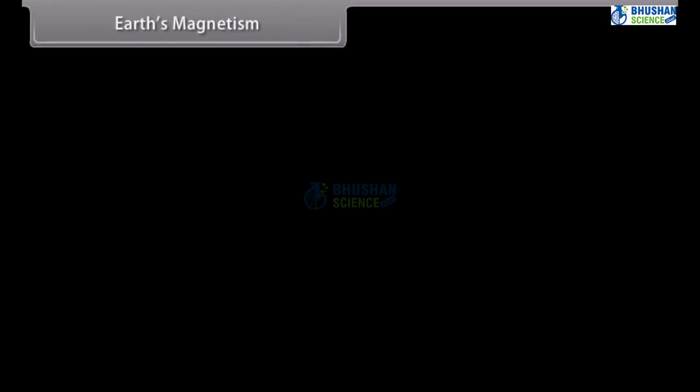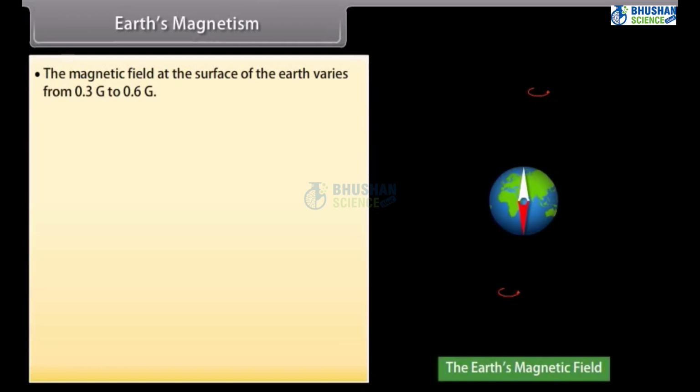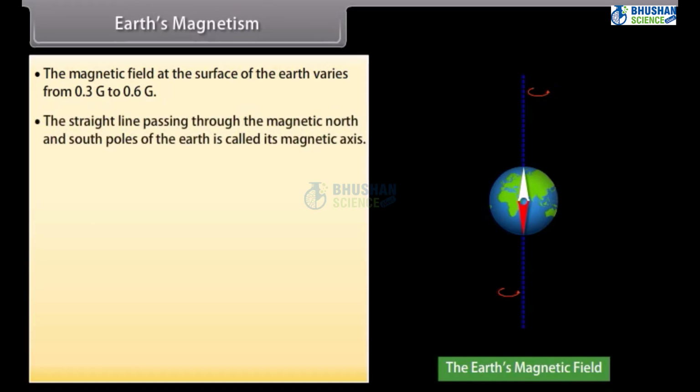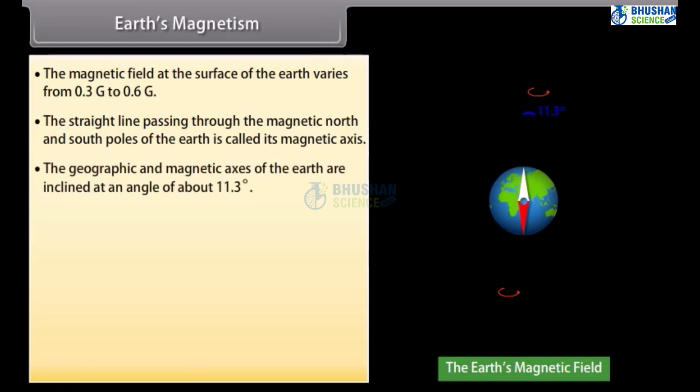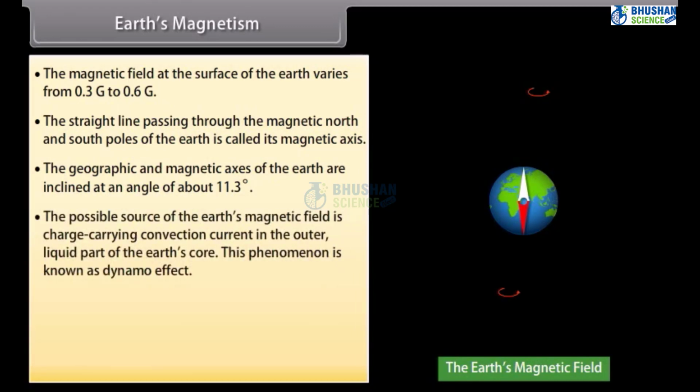Earth's magnetism. The magnetic field at the surface of the Earth varies from 0.3 G to 0.6 G. The straight line passing through the magnetic north and south poles of the Earth is called its magnetic axis. The geographic and magnetic axes of the Earth are inclined at an angle of about 11.3 degrees. The possible source of the Earth's magnetic field is charge carrying convection current in the outer liquid part of the Earth's core.